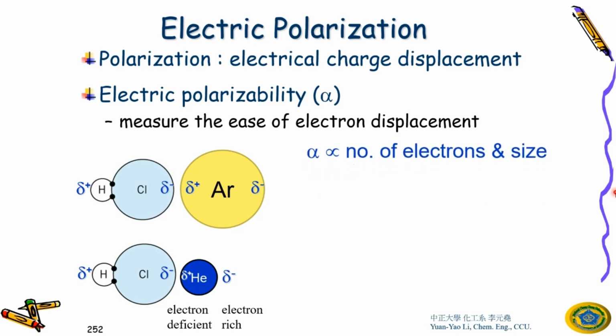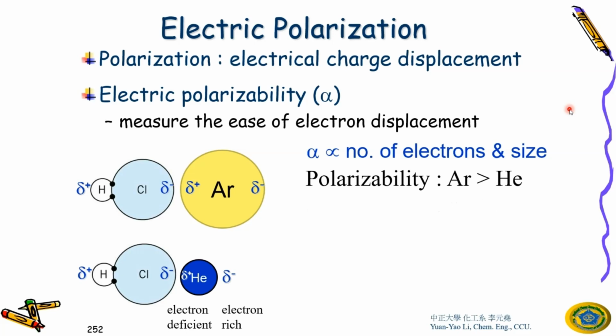So the electrical polarizability, alpha, is proportional to the number of electrons and the size of your species. If we have more electrons, that means the polarization will be high. If you have a large species, the polarizability will be high. We call it alpha. And alpha is very important because alpha dominates the form of the gas, liquid, or solid. We are going to talk about this very soon.